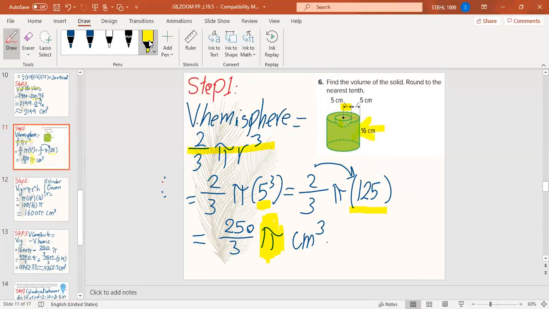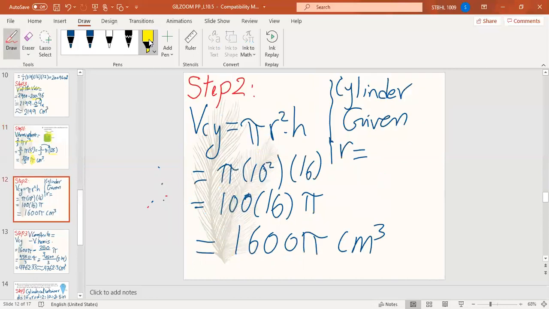And we will go to find the volume of the cylinder, the outer solid. And what is given here related to the cylinder? The given here related to the cylinder is its height, which is 16 centimeter, and its radius, which is this length, 5 centimeter plus 5 centimeter. So the radius of the cylinder equals 5 plus 5 equals 10 centimeters.